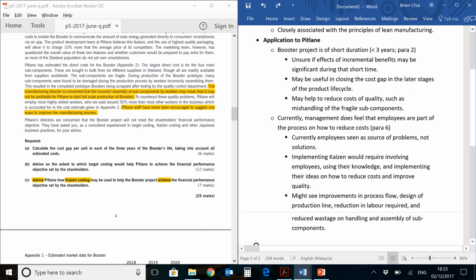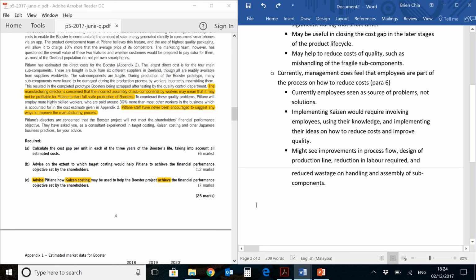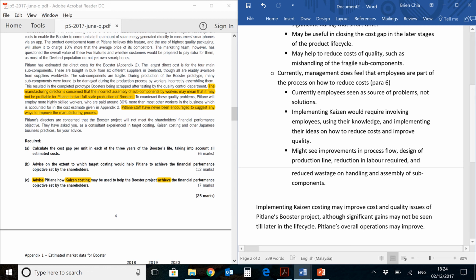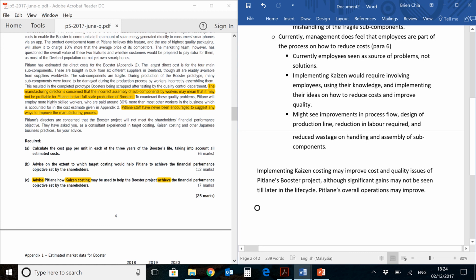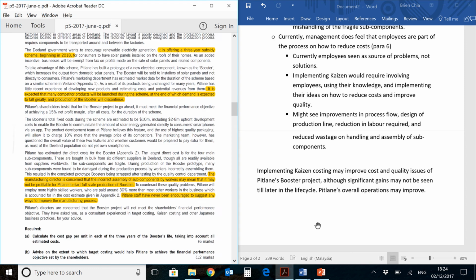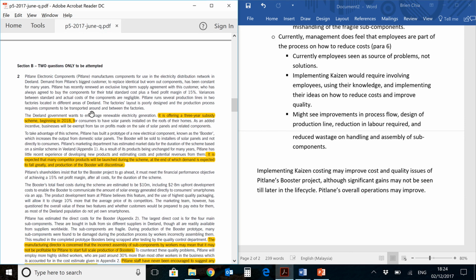It's quite short for requirement C. In conclusion, what you can say is Kaizen costing may improve cost and quality issues. However, significant gains may not be seen until later in the life cycle. On a side note, although the question doesn't really require it, you might mention, if you have time, that the implementation of Kaizen costing may not bring very significant gains to Booster because it's only a 3-year project, but to pit lane's operations in general, because they also have another business which supplies a single customer, their biggest customer, Identical and Worn Out Components, they might see improvements in their overall business performance due to the implementation of Kaizen costing. But if you don't have time, you don't need to write that.